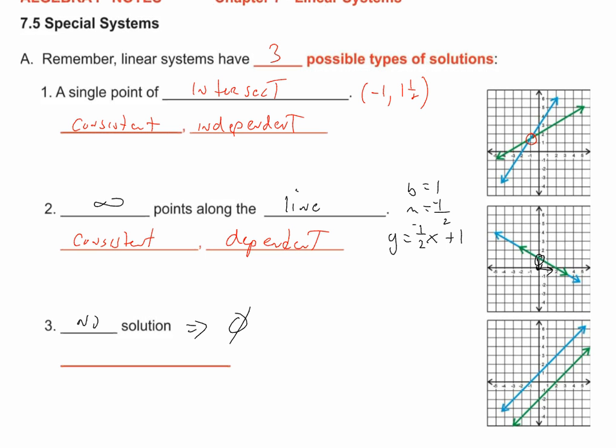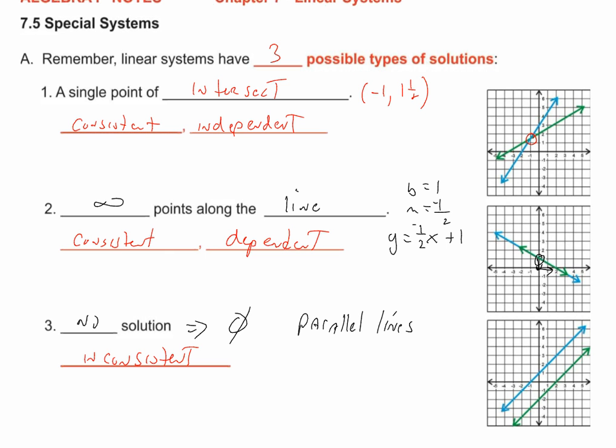Null set. Whenever it's the null set, the lines must be parallel. Parallel lines have no intersection. So it's a null set because we have parallel lines. And therefore, in words, the solution is inconsistent, meaning there is no solution.